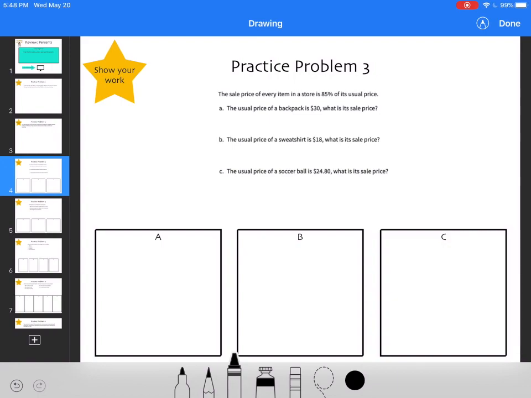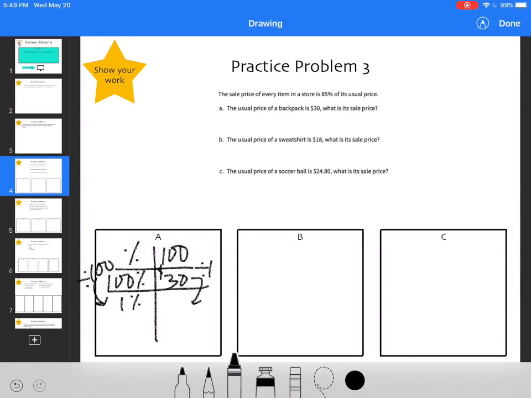The next one says the sale price on every item in the store is 85% of its usual price. So I'm going to start with a table. And I know that 100% is going to be $30. I want to figure out what 1% is, so then I can figure out what 85% is. So I'm going to divide by 100. So 30 divided by 100 is going to leave me with 3/10, so 30 cents.